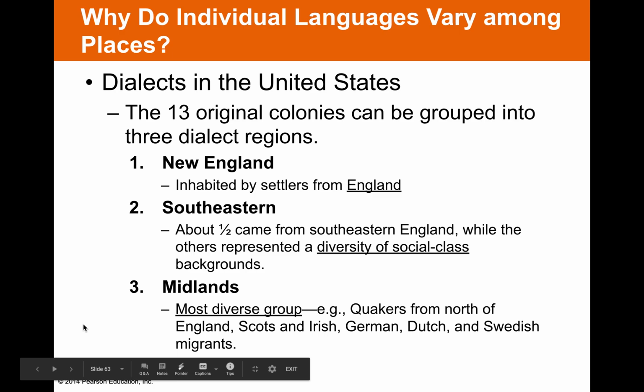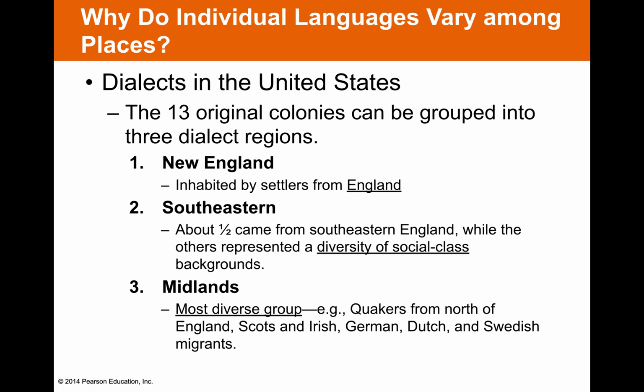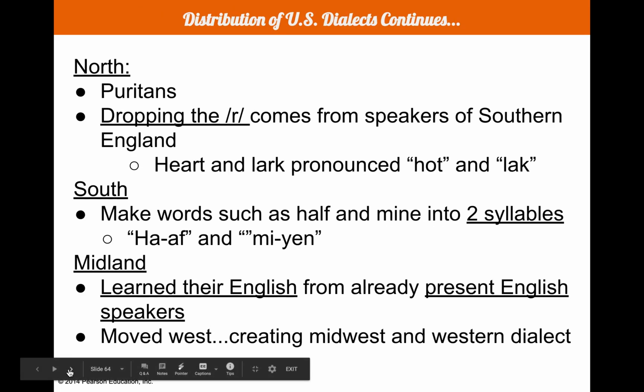All right, the dialects in the United States. Well, how did the United States develop a different dialect than Great Britain? Because of isolation. And when they became isolated, they formed 3 different dialects, one in New England and the other in the Southeast, which had more diversity of social classes and backgrounds that came from Southeastern England. And then the Midlands is the most diverse group because they brought immigrants from several countries to states like Pennsylvania. You can see how they differentiate with their dialects in each of the 3 colonial regions.